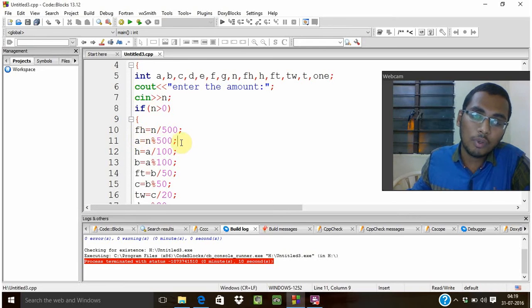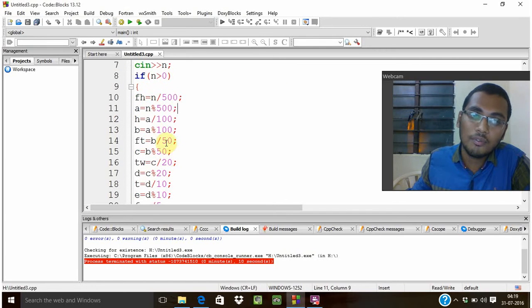After calculating the remaining amount, now I can calculate 100 rupee notes equals a by 100, that is the remaining amount by 100. Then we get the number of 100 rupee notes. After getting 100 rupee notes, I need to calculate the remaining amount. The same logic used in the above statement is used here, that is b equals a percentage of 100. This gives the remaining amount after calculating 100 rupee notes. Therefore from the remaining amount we can calculate 50 rupee notes, that is remaining amount b by 50 gives the number of 50 rupee notes.